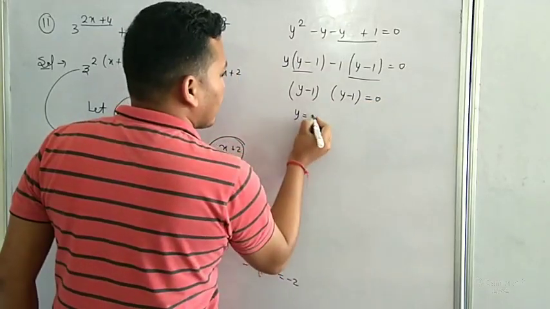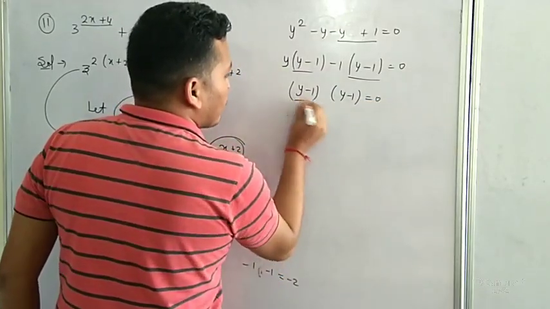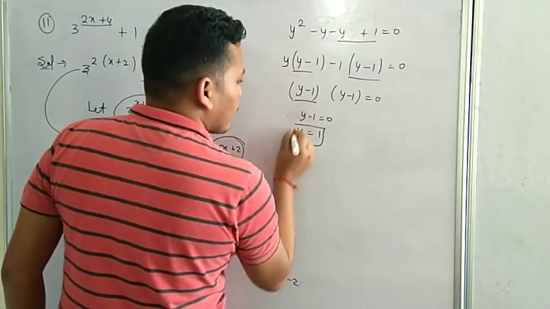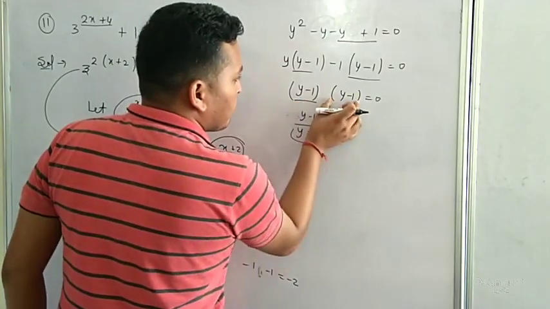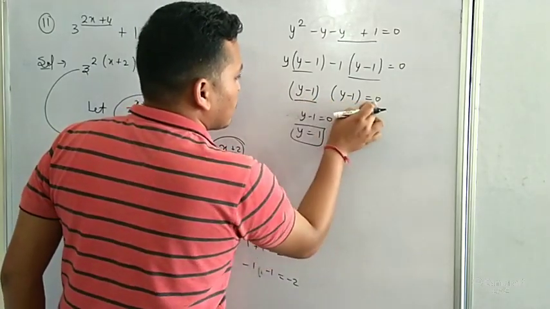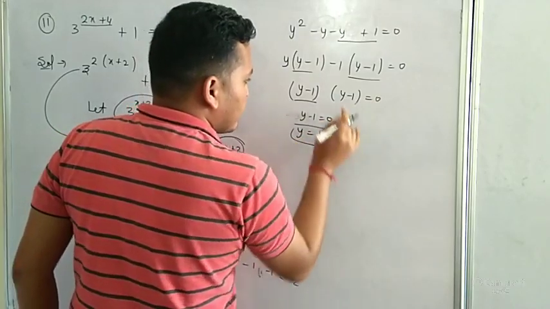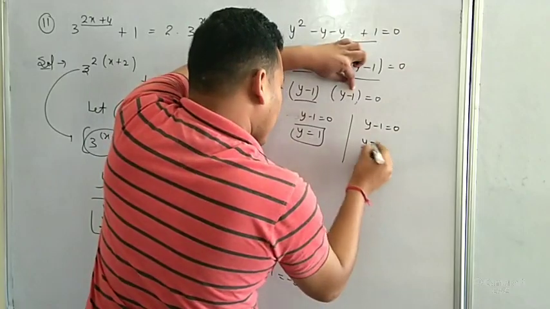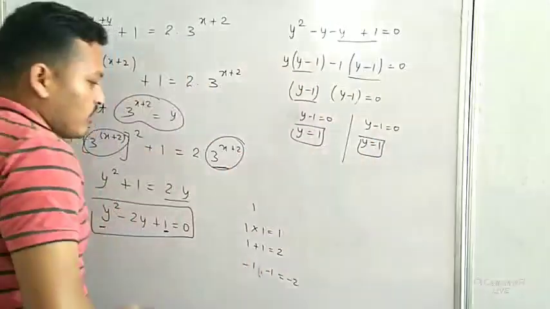So what are the values of y? First take this part, y minus 1 is equal to 0. So what is the value of y? It is 1, because if I take this part to the right hand side, the right hand side will be 0. So what is left, y minus 1 is equal to 0, so y is equal to 1. Similarly for this part, again y minus 1 is equal to 0, y is equal to 1. So these are the values of y.